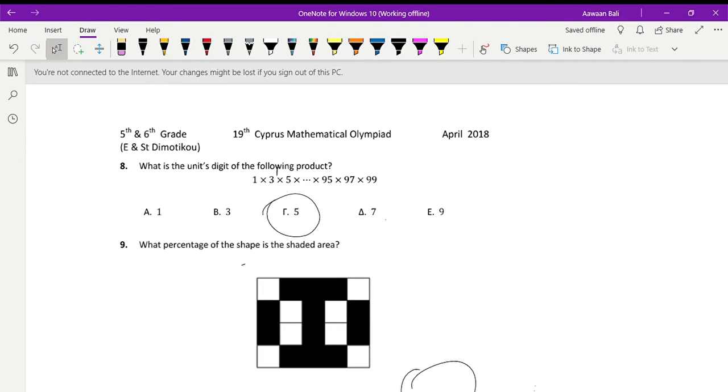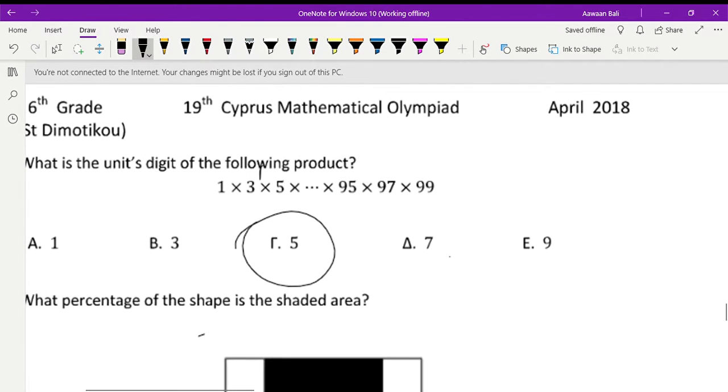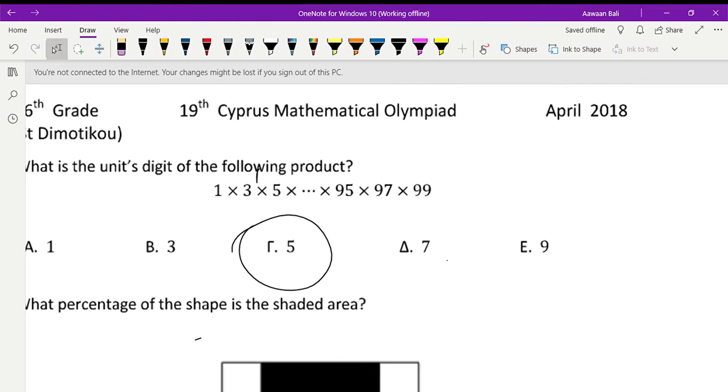What is the units digit of the following product? Now we're multiplying all the odd numbers together. So when we do this, we have 1 times 3 times 5, 15. So once we end in 5, every odd multiple of 5 ends in 5.